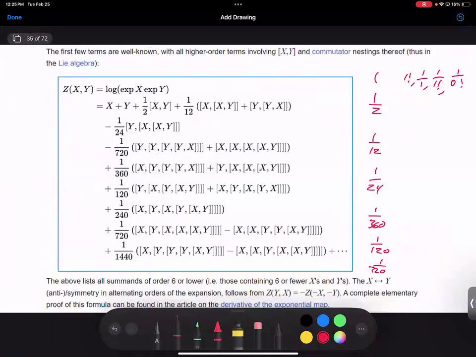How should you view 1/2? How do you want to view 1/2? 1/2 factorial. How do you want to view 1/12? 1/2 factorial times 1/3 factorial. So 1/2 factorial, 1/3 factorial. How else? 4 factorial over 2. Other way around, as in 2 over 4 factorial. Yeah, that's right.